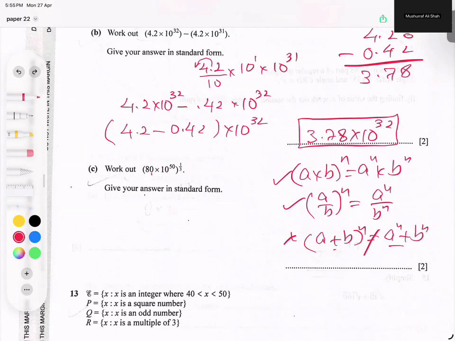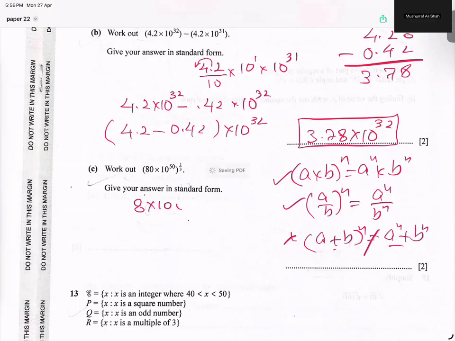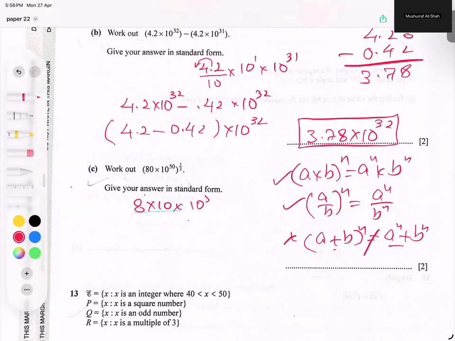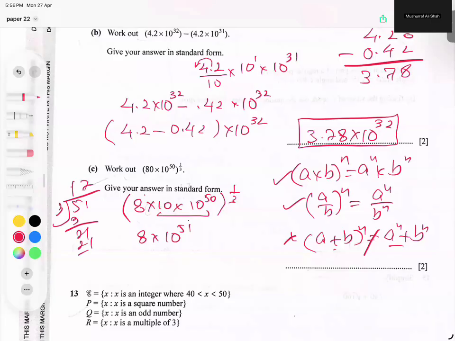Can I bring this 10 with the other number? Yes. 8 into 10 and 10 to power 50. So you can see, student, 8 into 10 to 50. Now this question becomes a bit easier. And 10 will come with this number, 8 into 10 to power 51. Why 51? Because if you divide 51, 3 ones are 3, and 3 sevens are 21. So you see, it is possible. And it's the only way to handle the question.